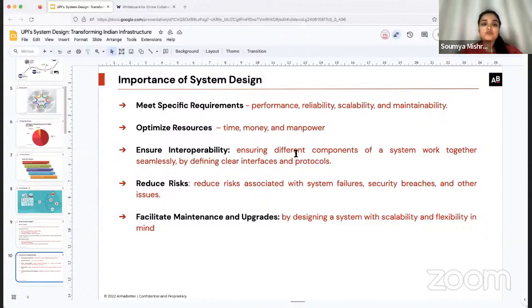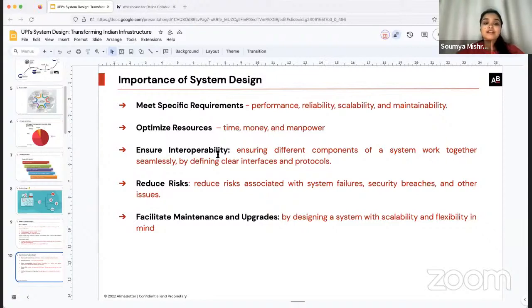System design becomes very important when you specifically want to meet requirements. Otherwise, you'll just hear the requirement and everybody starts building on their own, according to themselves. That is not how you meet requirements. So this is one very big importance of system design: if you do system design, it becomes very easy for you to meet the requirements.